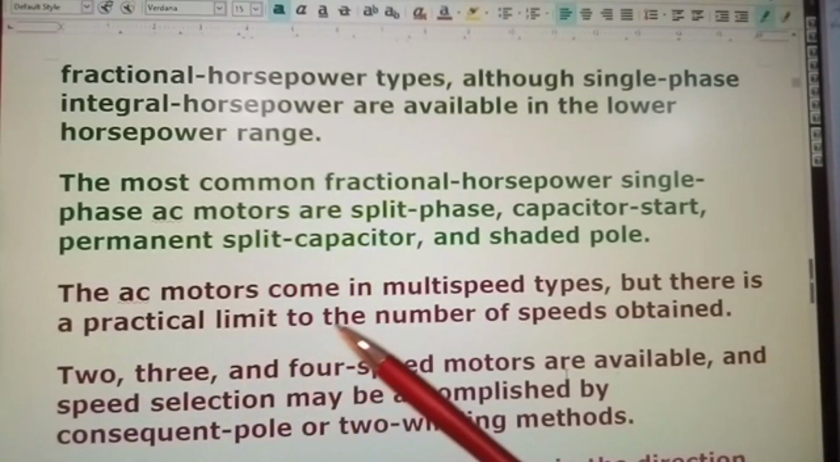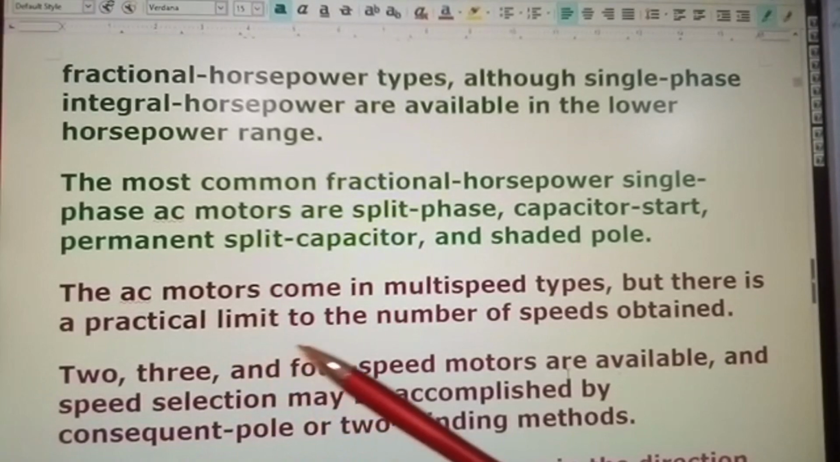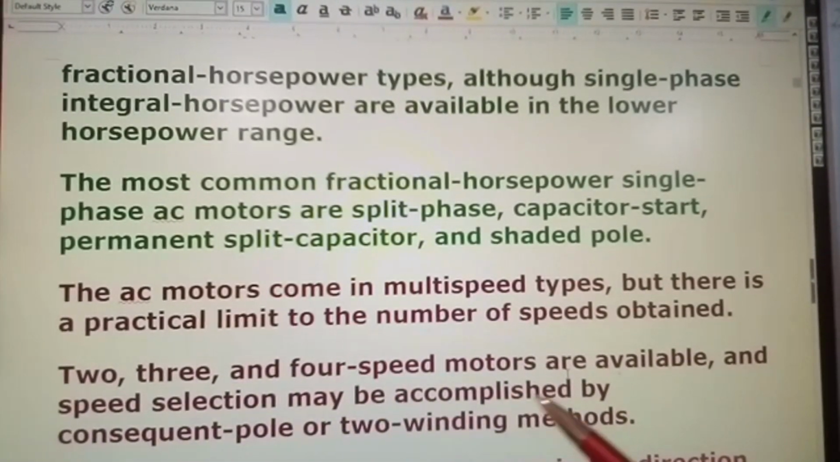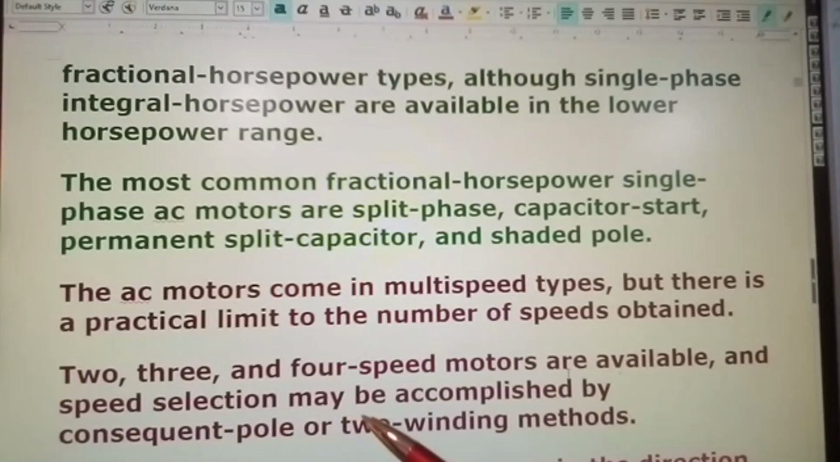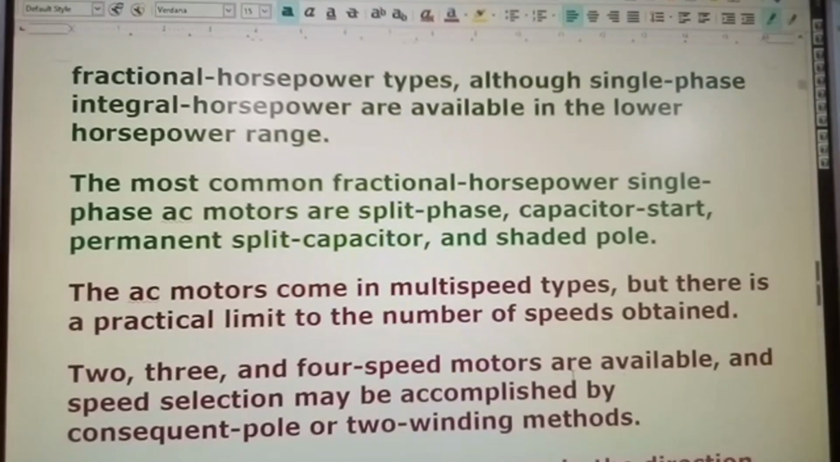Now, the AC motors come in multi-speed types, but there is a practical limit to the number of speeds obtained. 2, 3, and 4-speed motors are available, and speed selection may be accomplished by consequent pole or 2-winding methods.